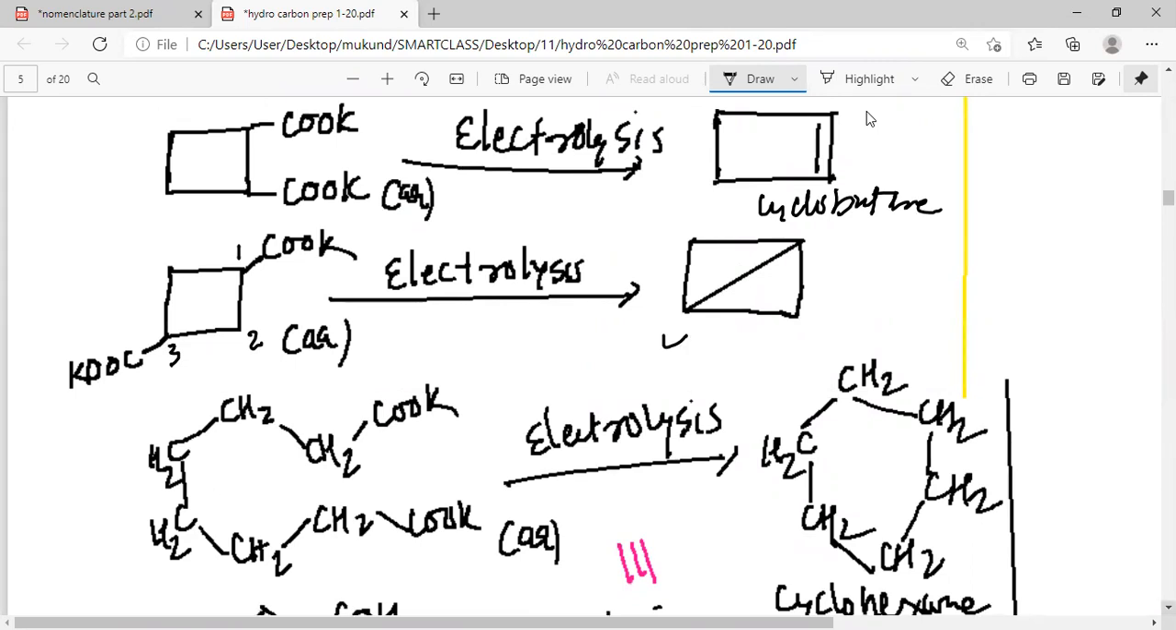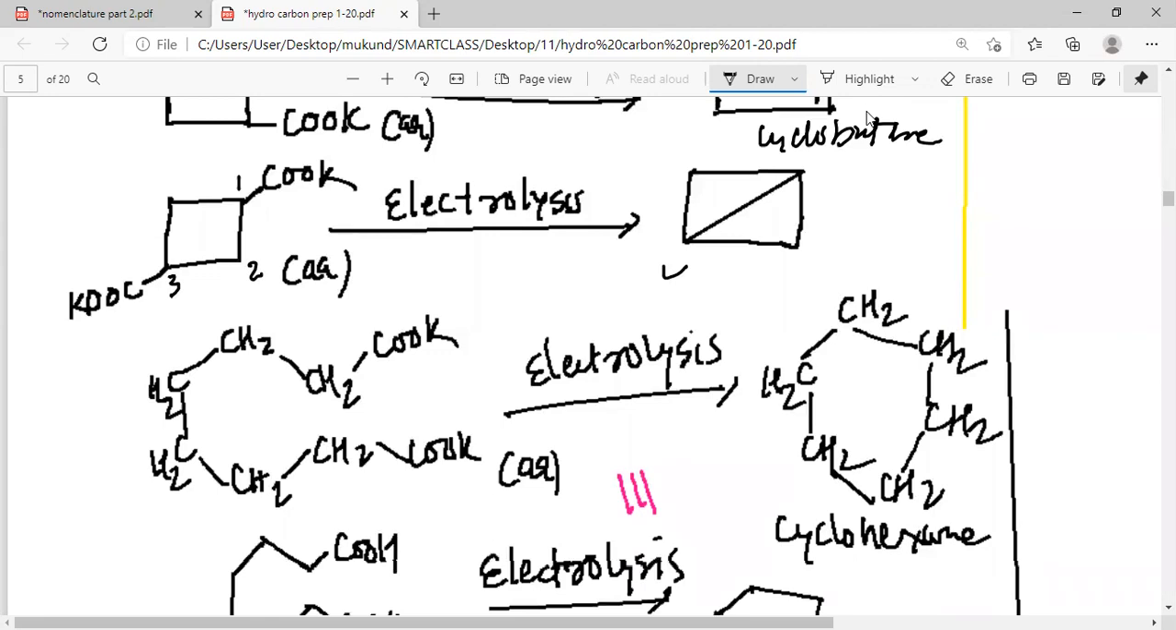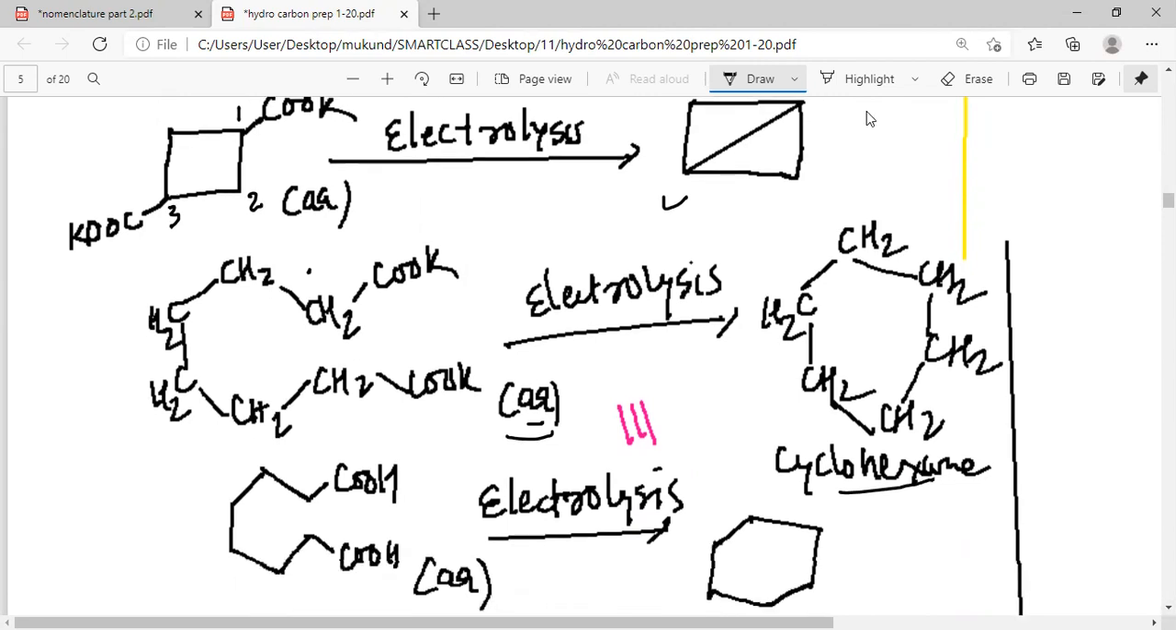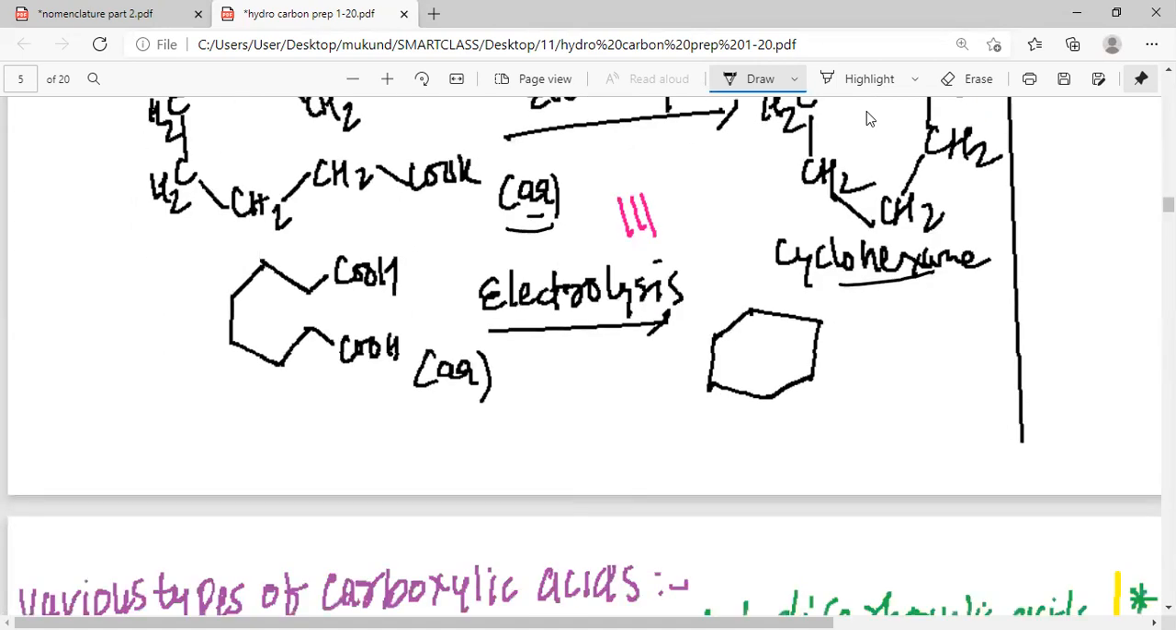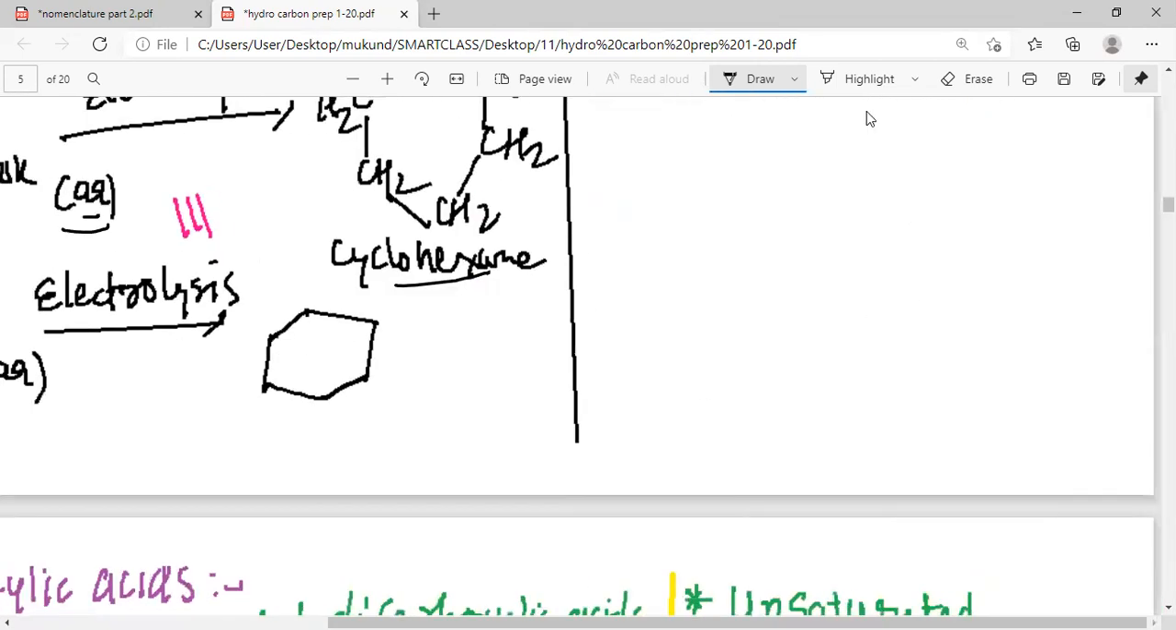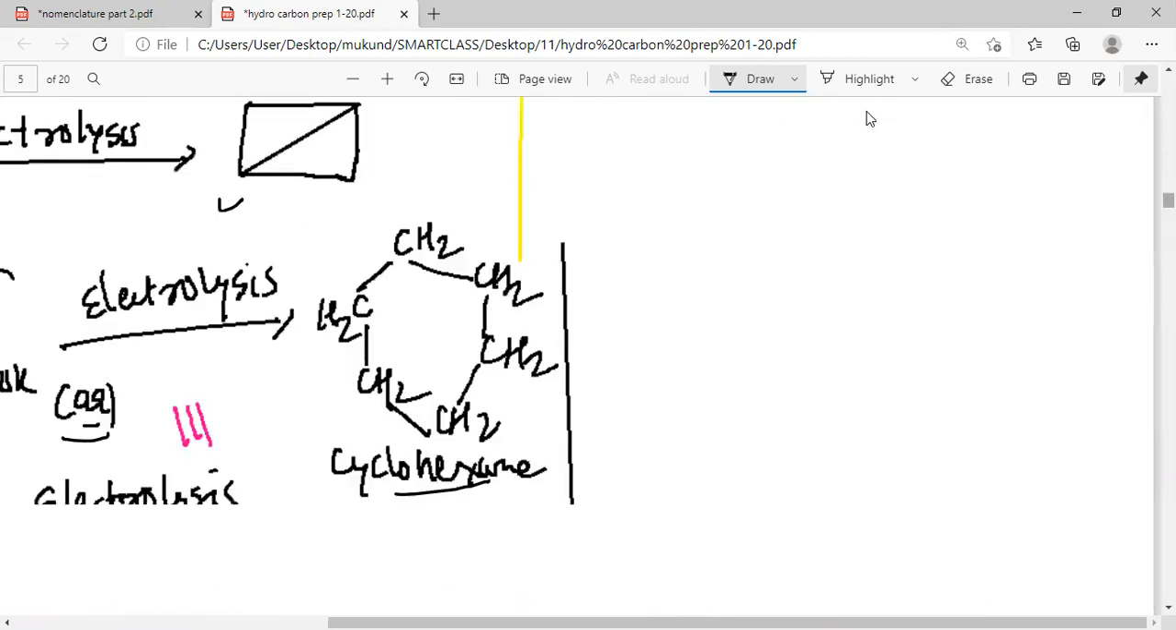In the same way, my dear students, if we have two carboxylic acid groups bonded to the other carbons of a six-carbon ring, and if we choose the potassium salt of such a carboxylic acid in the aqueous solution, the electrolysis process takes place and we get cyclohexane produced. So you can see that we have prepared cyclobutane, and we can get cyclohexane. In the same way, my dear students, we can have a few more products from the electrolytic process.